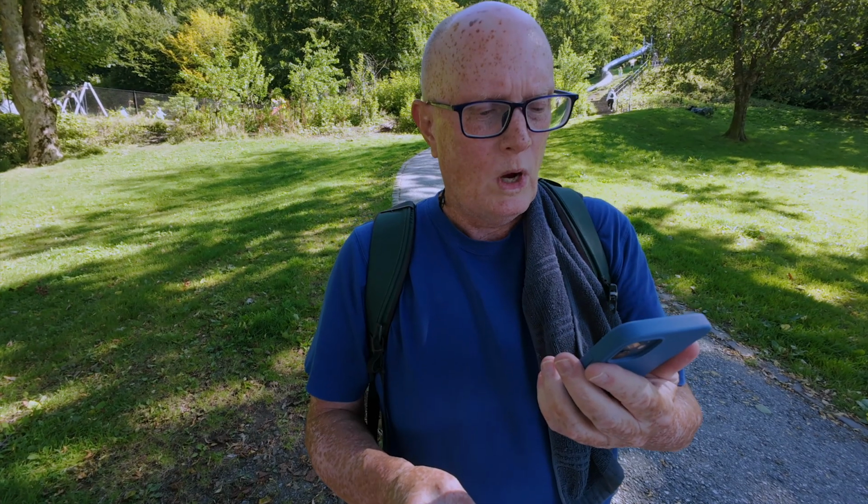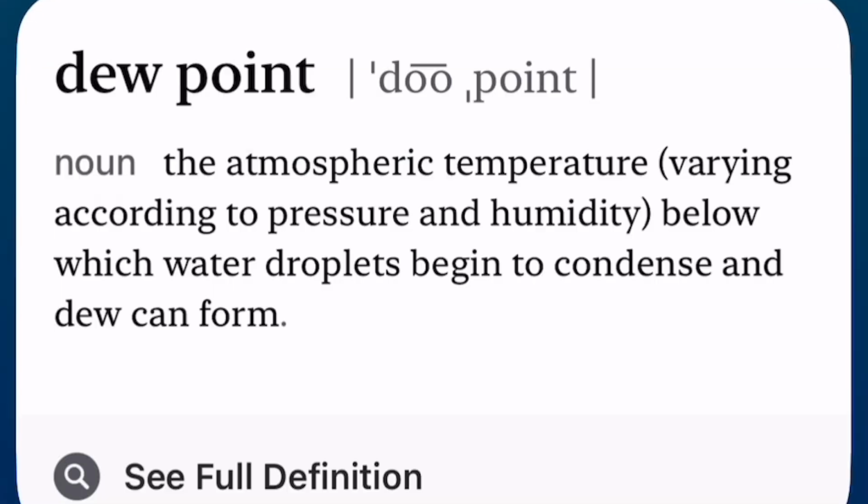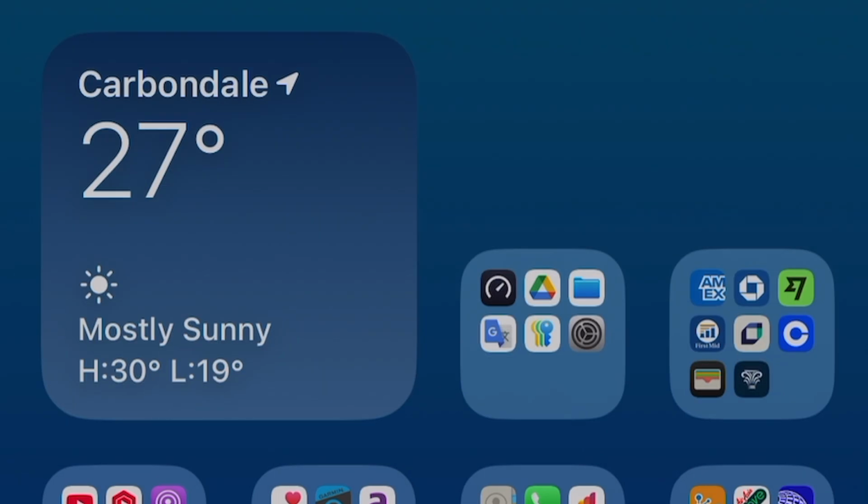Siri, can you tell me what dew point is? Dew point means the atmospheric temperature according to pressure and humidity, below which water droplets begin to condense and dew can form. Thank you. My pleasure.